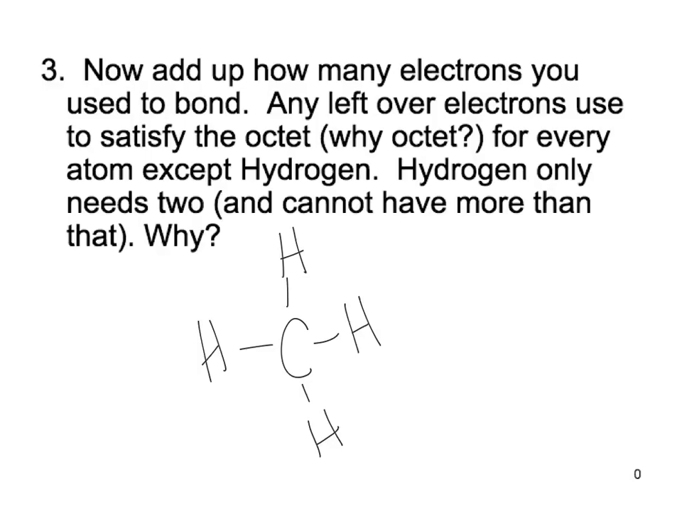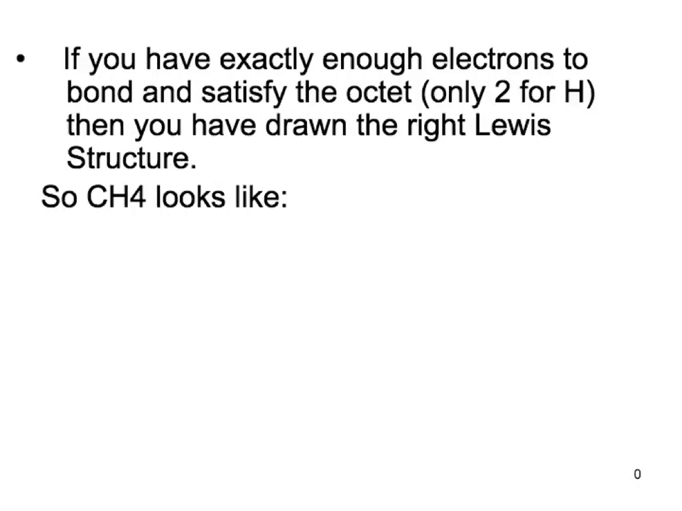Now, what you've seen here is we've used up 8 in bonding, and we only had 8 to start with, so we have 0 left over. So we hope everybody's happy. And it turns out if you look at carbon, it has 2, 4, 6, 8 around it. It's happy. And each hydrogen has 2 available to it, so it's happy. That's our Lewis structure. So if you have exactly enough electrons to bond and satisfy the octet, 2 for hydrogen, you've drawn the right Lewis structure. So that's what CH4 looks like. So let's go ahead and try some more.